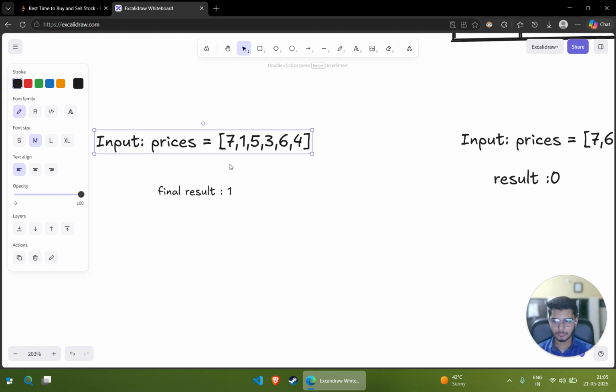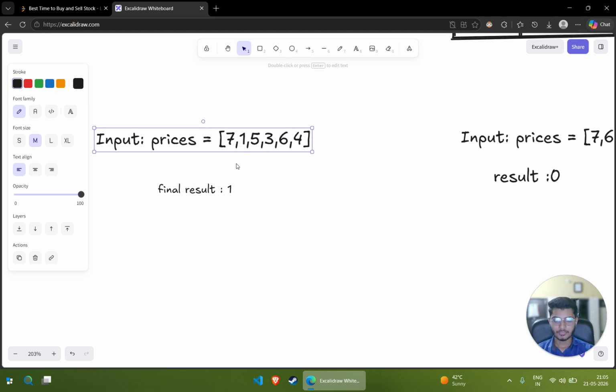So what can we do? We will take one element and traverse through the array to determine the maximum profit. Let's take 7. If I buy at 7 and sell at 7, the profit will be 0. So let's forget it and take the 1. If I take 1 and try to sell at 5, the profit can be 5 minus 1, which is 4.